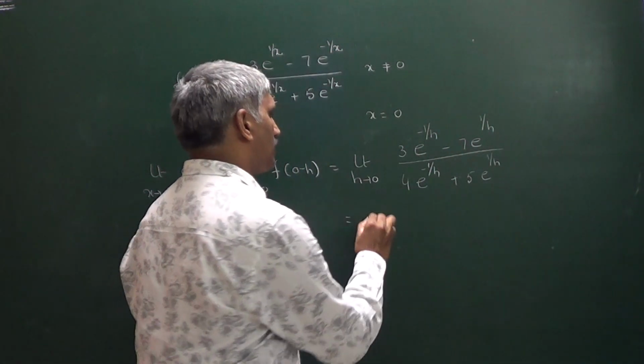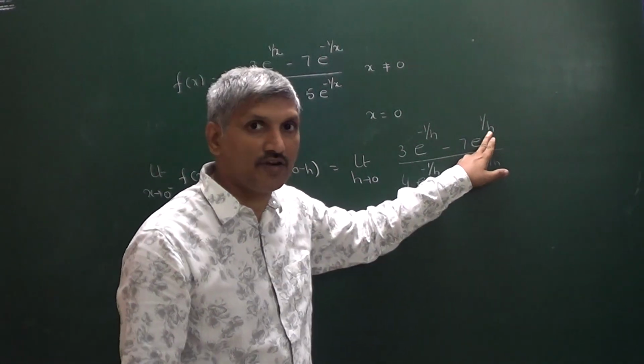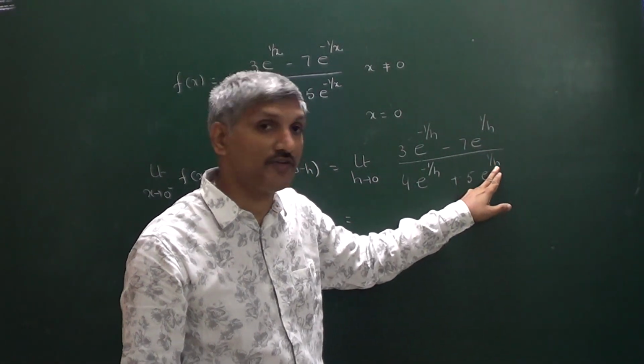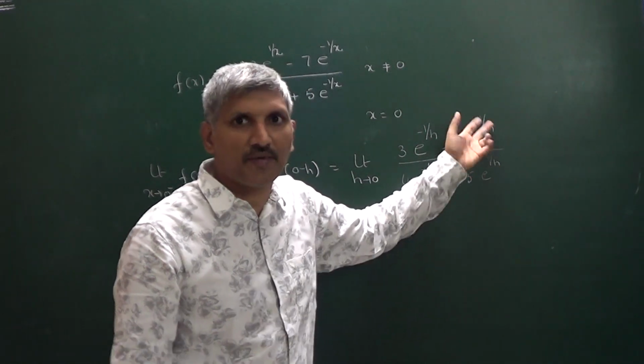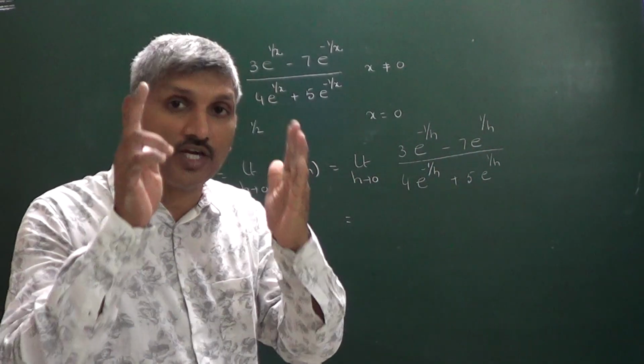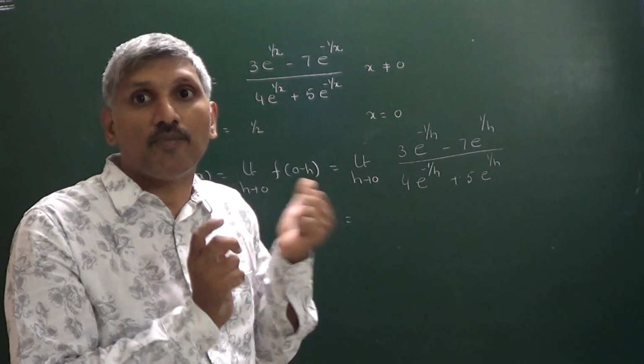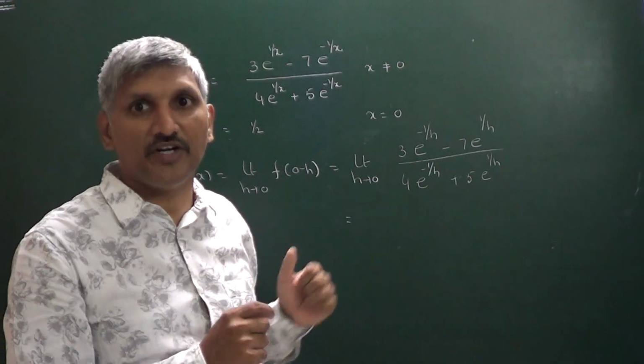Now this can be written further. Here I am substituting, e power infinity tends to infinity, e power infinity tends to infinity. So we are getting an infinity by infinity form. So we have to think in a different way how to approach. You can't write infinity by infinity.